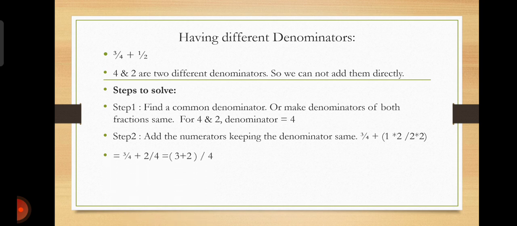Now we will add 3 by 4 plus 2 by 4, which will be equal to 3 plus 2 by 4, 5 by 4.